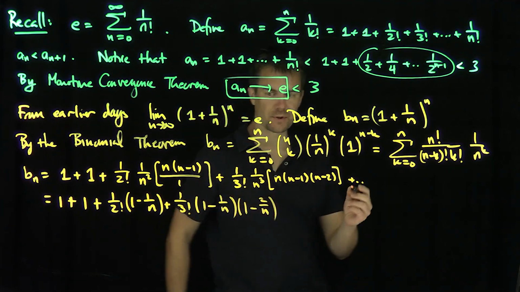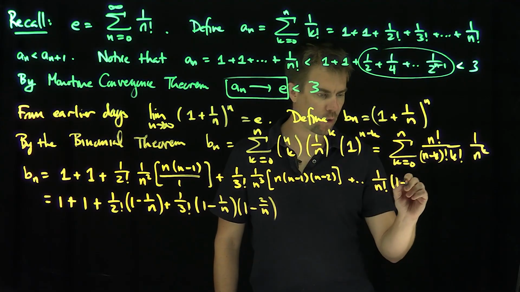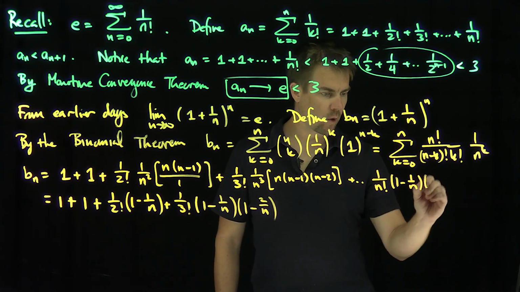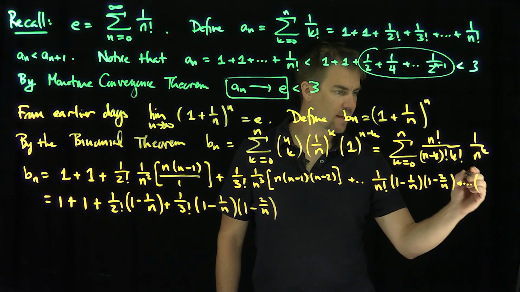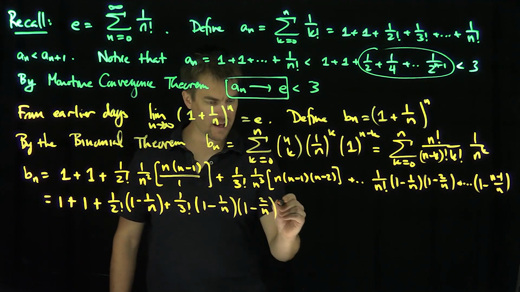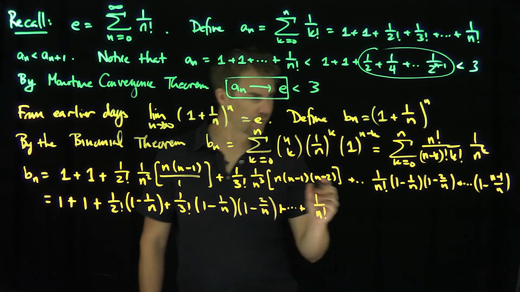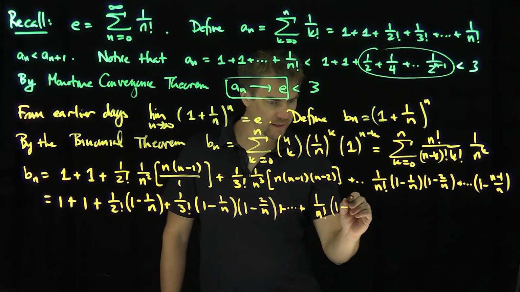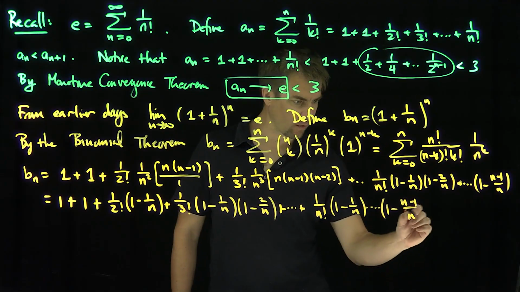And of course, this pattern is going to persist down to the last term over here, which is going to be 1 over n factorial, and then a 1 minus 1 over n, a 1 minus 2 over n, all the way down to 1 minus n minus 1 over n, right? So that's the way we're going to represent the bn's.